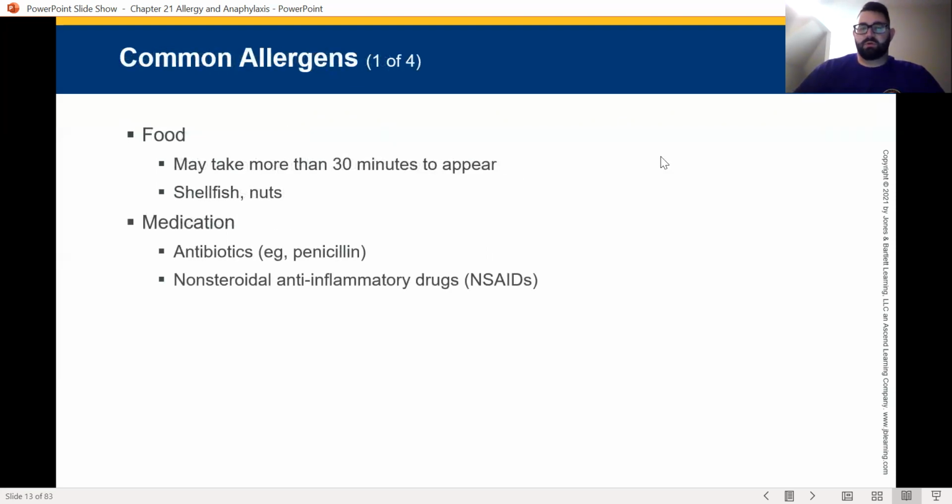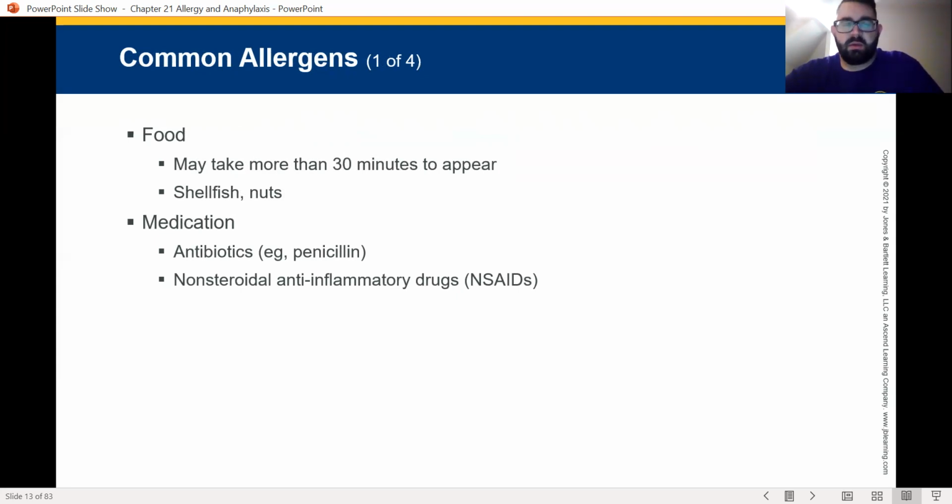So some allergens you want to be aware of. Food may take up to 30 minutes to appear. Why is that? Well, you can eat the food and your stomach lining protects you from a lot of that. But once it starts to hit that small intestine and it starts to be absorbed into the body, now that is when it starts to distribute throughout the tissues. That's when they'll start having allergic reactions. So it's not always an immediate thing.